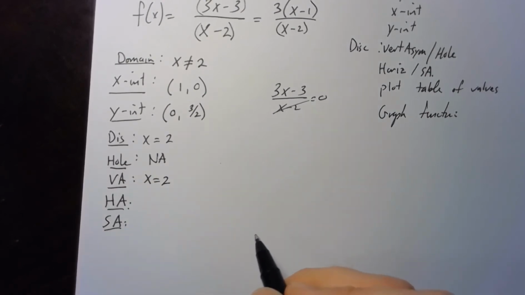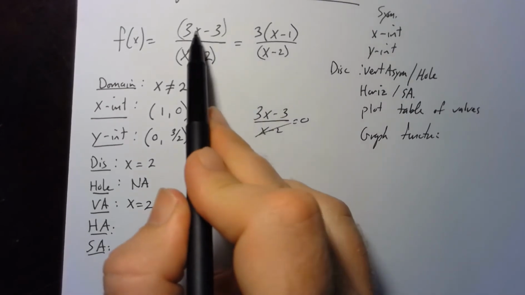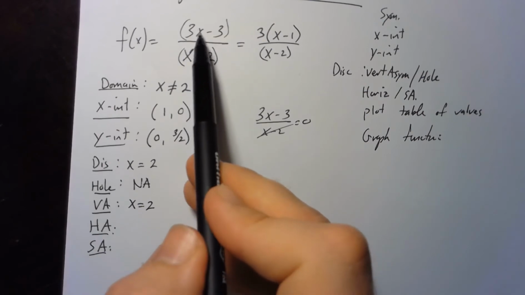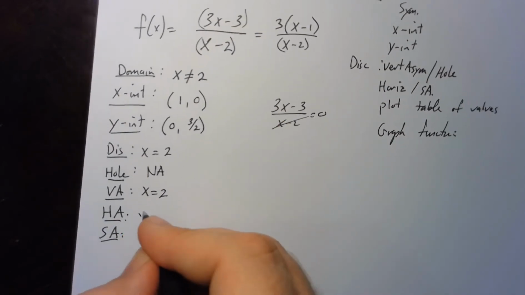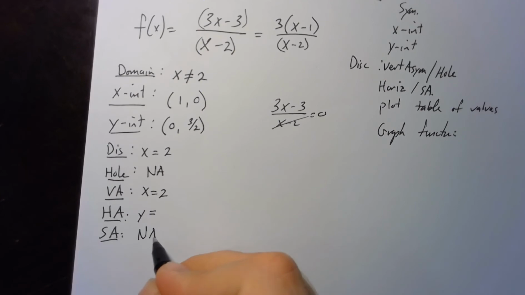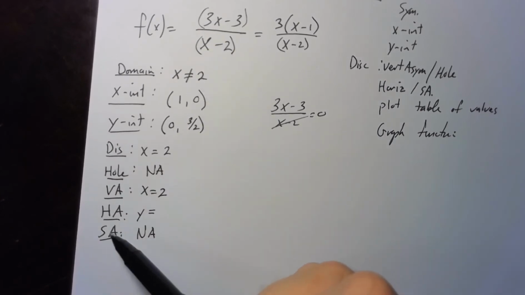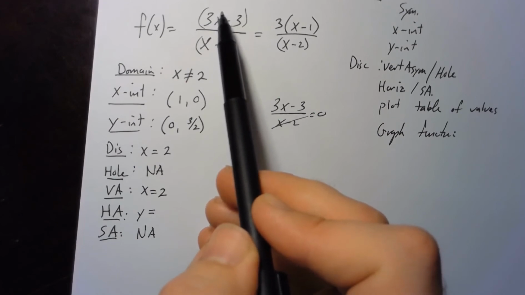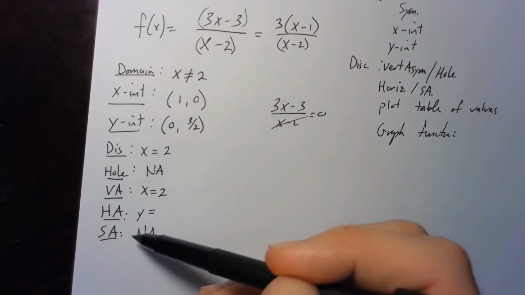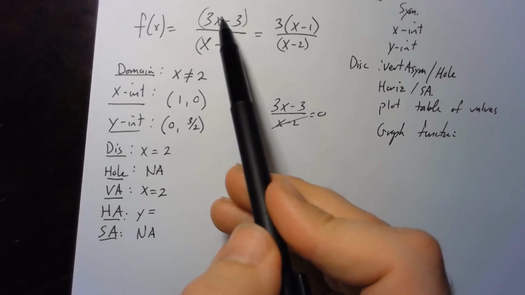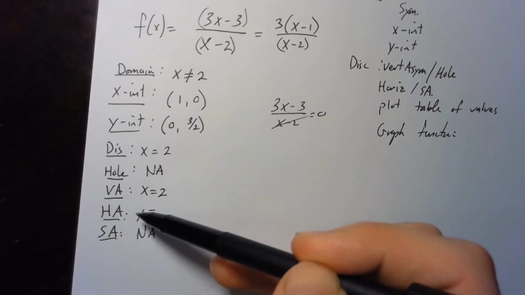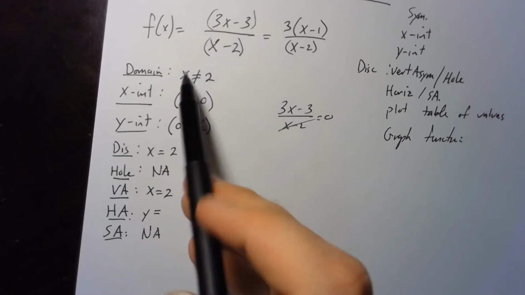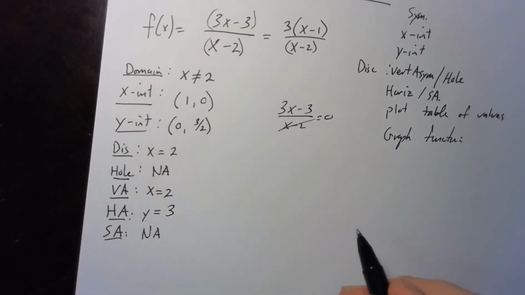In this case, I'll notice that the power on top of x and the power on the bottom of x are both 1. Since the powers are the same, it's a horizontal asymptote, and there isn't any slant. Again, the way that we'd have a slant asymptote is if the power on the top was larger. If the power on top was smaller, then our horizontal asymptote would be y equals 0. In this case, we're going to take the coefficients of x on top and on bottom, that's 3 over 1, and therefore my horizontal asymptote is y equals 3.